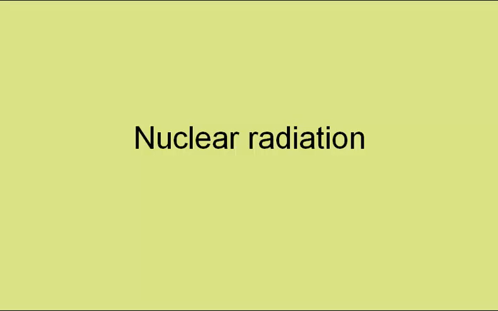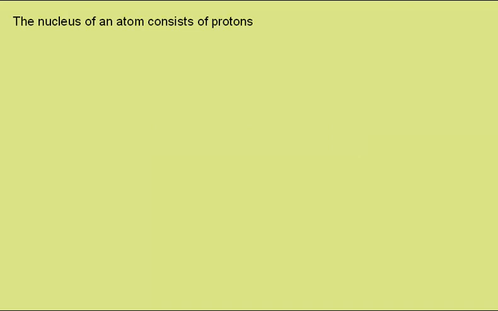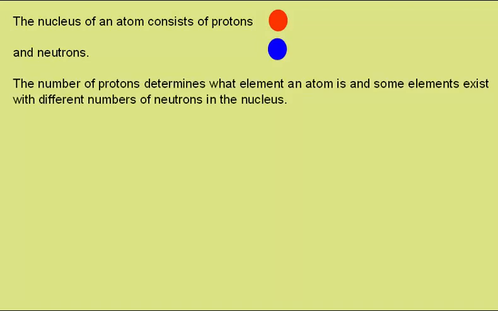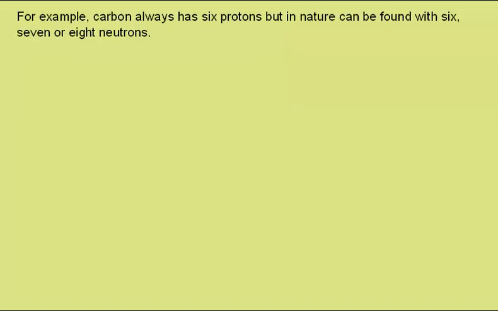Nuclear radiation. The nucleus of an atom consists of protons, which I'll show like this, and neutrons, which I'll show like this. The number of protons determines what element an atom is, and some elements exist with different numbers of neutrons in the nucleus. For example, carbon always has 6 protons. That is what makes it carbon. But in nature it can be found with 6, 7 or 8 neutrons.